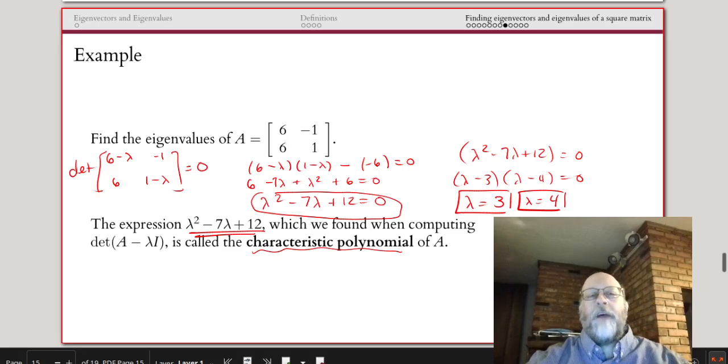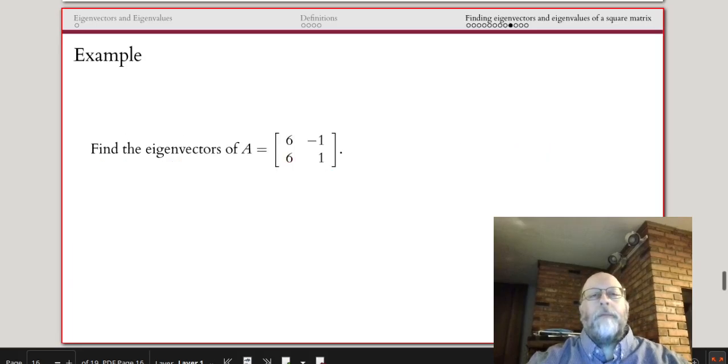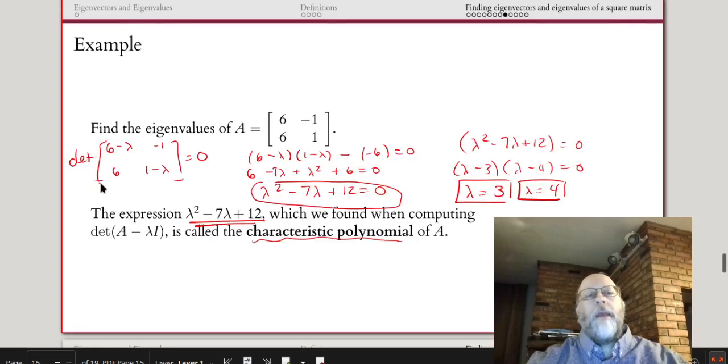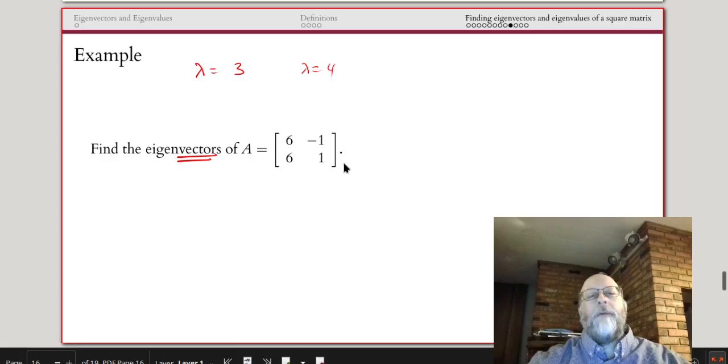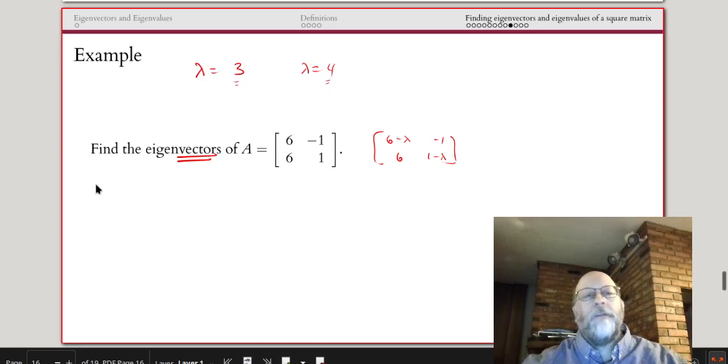So those are the eigenvalues. In the next example, we know the eigenvalues now. They're 3 and 4. The question says find the eigenvectors. So what we're going to do is use this matrix here that we subtracted lambda from: 6 minus lambda, negative 1, 6, 1 minus lambda. And we're going to build a homogeneous equation for both of these eigenvalues.